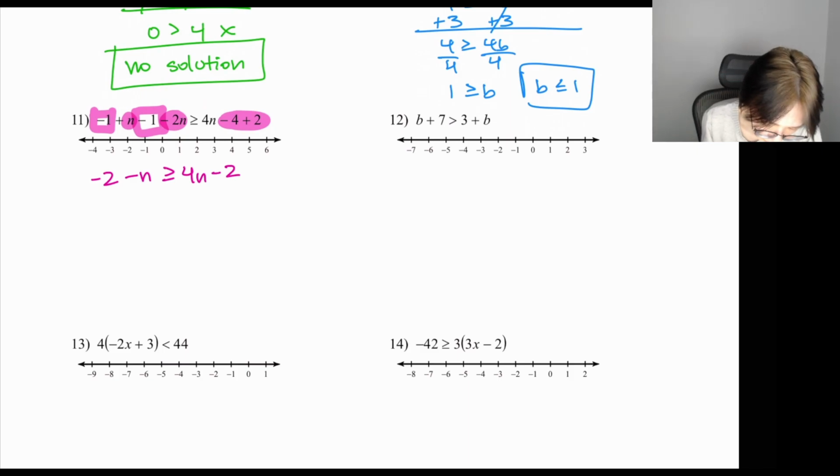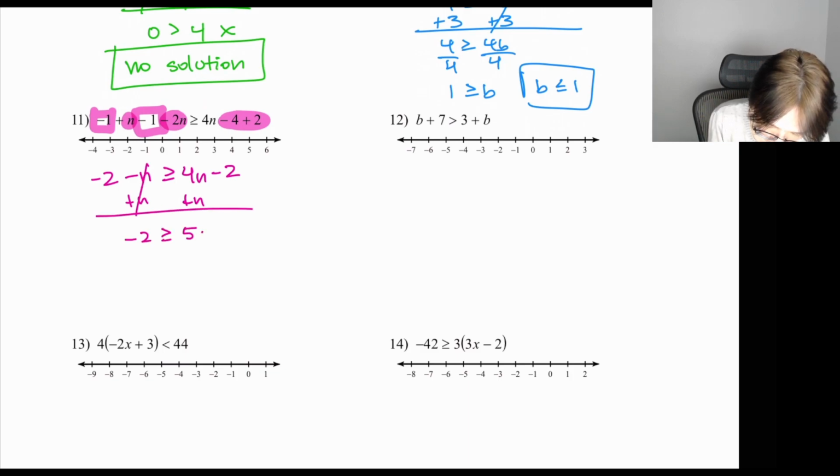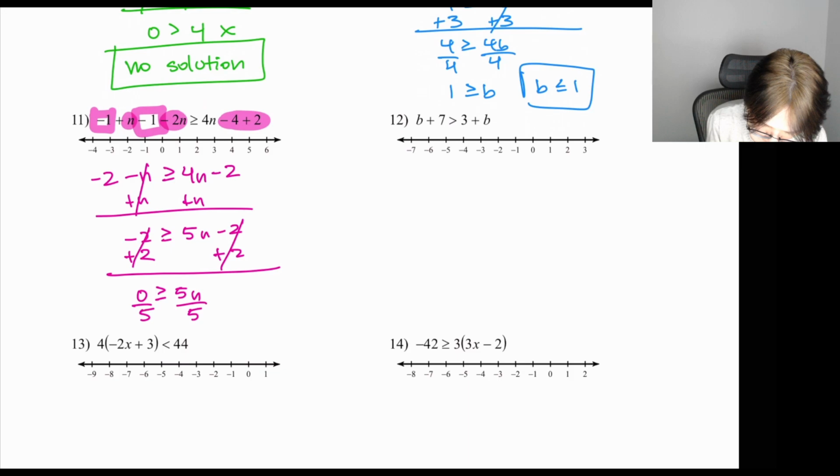So, now I go from here. Which one's going to give me a positive n? Adding n to both sides. And then we add 2 to both sides. 0 is greater than 5n, dividing by 5. 0 will be greater than or equal to n. Flip it around to be n is less than or equal to 0.